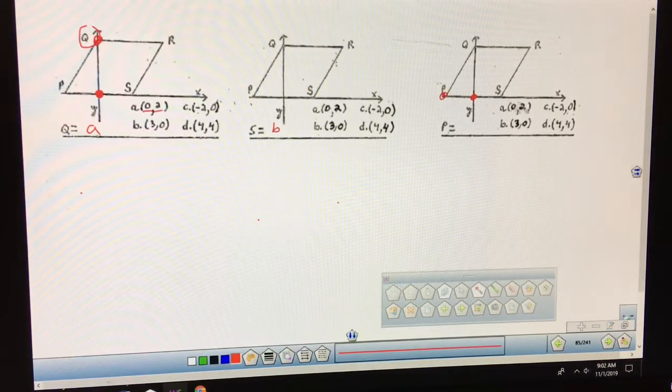Point P, again, it's on the x-axis, but it goes backwards. That would be C, negative 2, negative 2. I'm sorry, negative 2, 0. R would be the one, if they ask for R, that would be the one that's out and up, right and up, 4, 4.